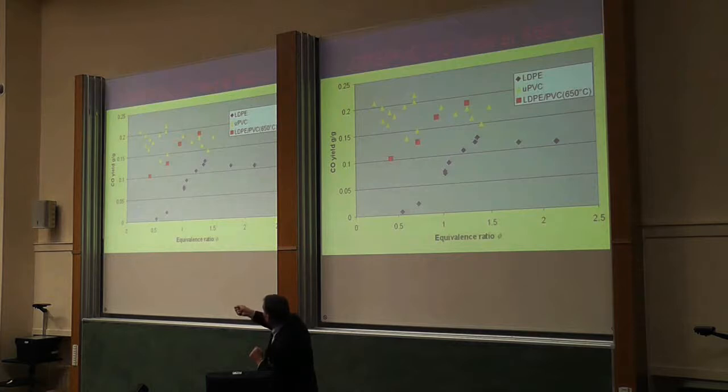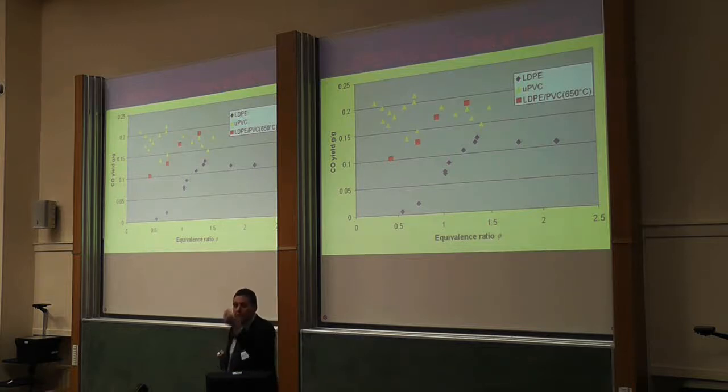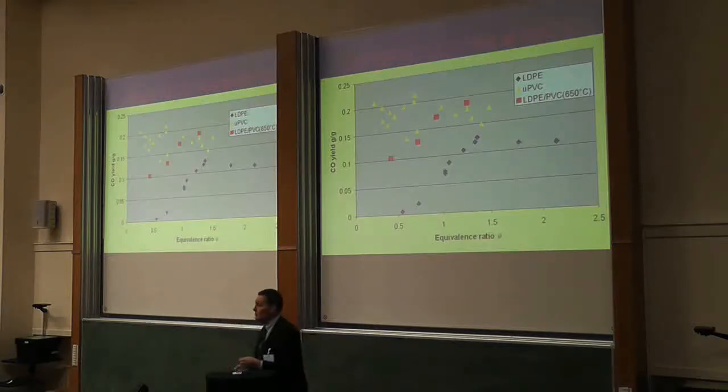So if we take the PVC on its own, that's the same data for the high yield of carbon monoxide for PVC, and then the same data for the LDPE. And then if we take our LDPE PVC mixture at 650, you can see we're getting similar behaviour to what we got with the cable. So you can say that must be a gas phase process. We're getting the PVC decomposing here, we're getting the LDPE decomposing here, and in the gas phase we're interfering with the flame reactions to produce more carbon monoxide.